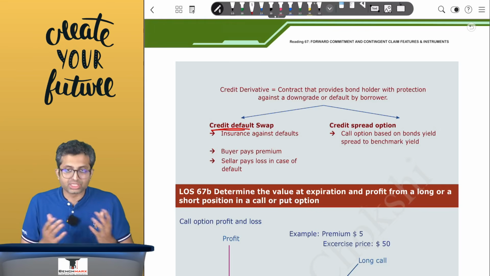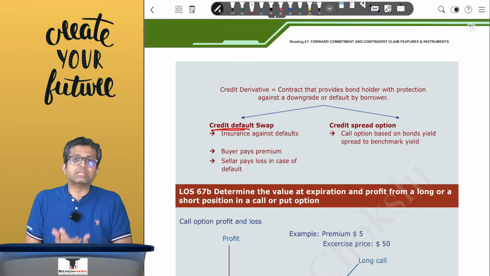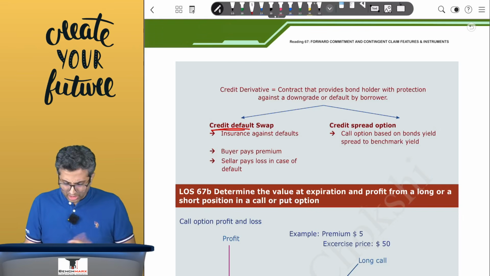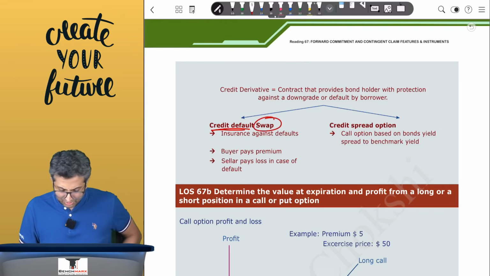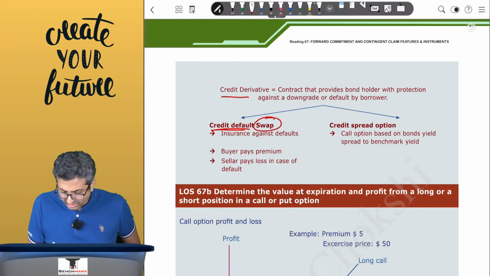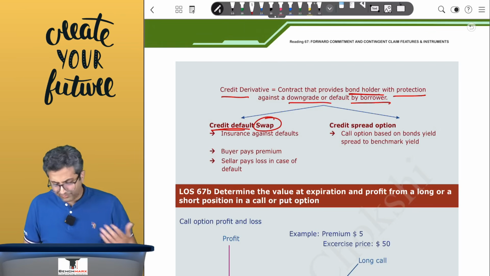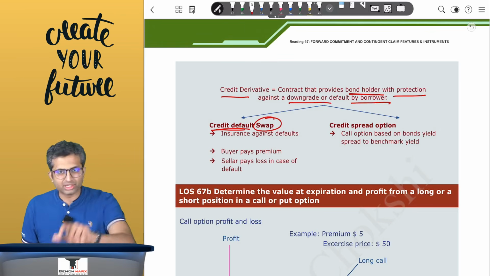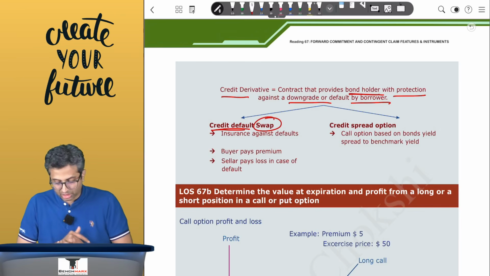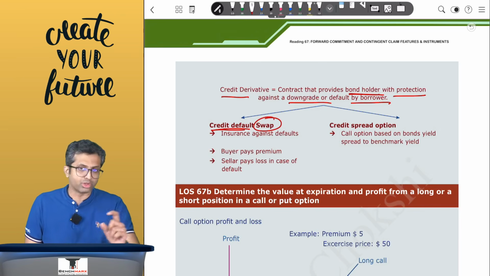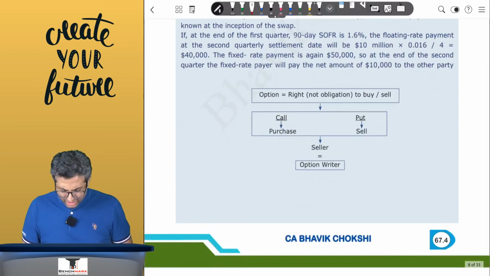So this will help us in a credit default swap, help us kind of being protected from, let us say, credit risk events. So this is a credit default swap. Buyer pays a premium, seller kind of receives a premium. This is an example of a credit derivative where a bondholder is given a protection against a downgrade or a default by the borrower. A similar option can also be a credit spread option, where you are looking at the spread between the benchmark yield, like a government bond yield, and your bond's yield, and let's say you are guaranteeing a particular spread. Okay, then there are options.